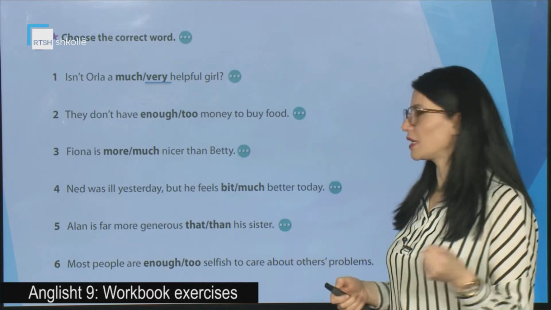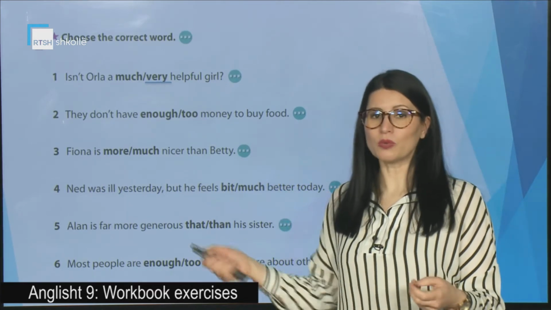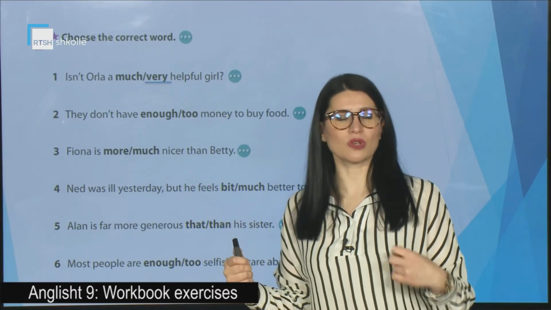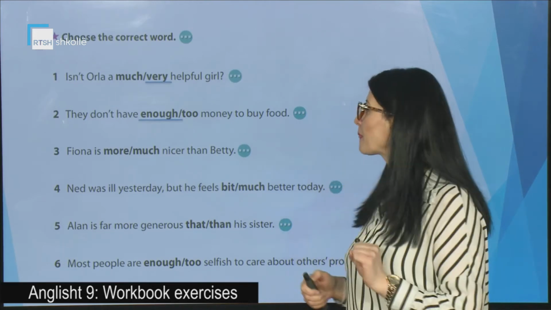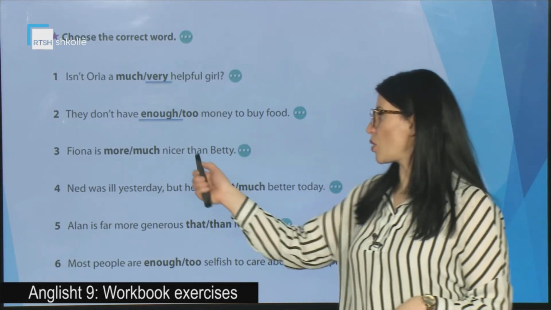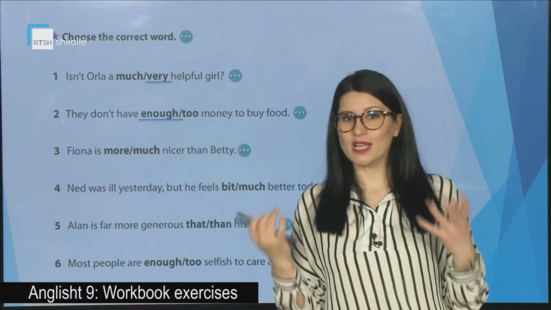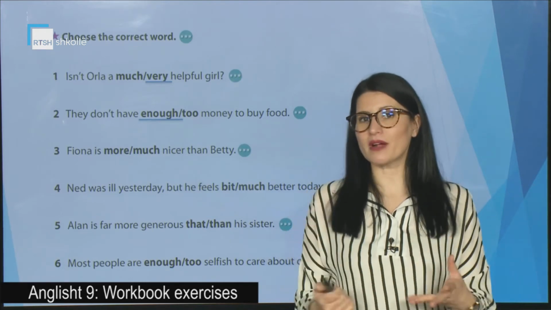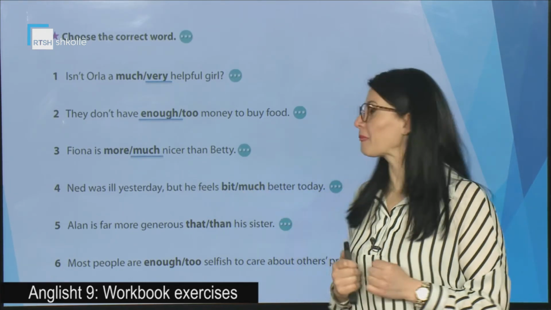They don't have enough or too money to buy food. As we know, we don't use too with a noun, we use only enough plus a noun to say that we have as much as we want. Fiona is much nicer than Betty. So we are going to use more or much before the adjective nicer. As you can see, nicer is in the comparative form, so we are going to say much nicer than.